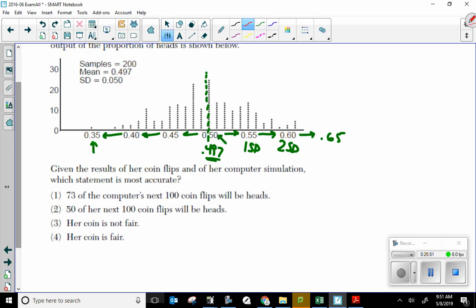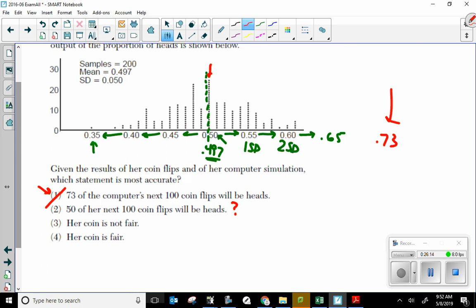So it's saying, well, the next time the computer does it, will it come out? No, I mean, 0.73 is way out here. It's not even on the spectrum of the possibilities. No way. That's not the most accurate. 50 of her next 100 coin flips will be heads. I mean, maybe, because it's always 50. That seems to be the one that came up the most. But let's see if that's more accurate than the rest.